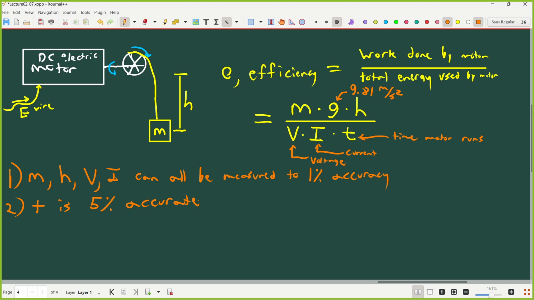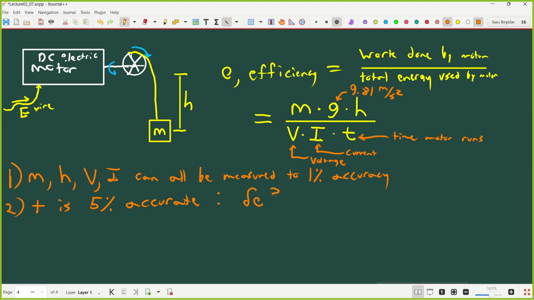The reason why time may not be accurate is because there might be other conditions, such as temperature, that may affect how long it takes for this thing to raise. Right? If the temperature is high, maybe friction is high, maybe a squirrel got in and got some nuts and it's just kind of grinding and it's slow. So T may vary a little bit because of conditions. Okay, so now that we know all the errors, what is the uncertainty in our efficiency?